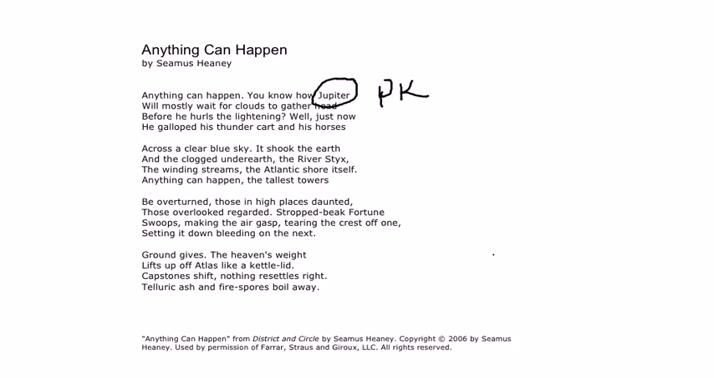"Well, just now he galloped his thunder cart and his horses across a clear blue sky." And that's a really powerful sentence. I'm going to underline it because it gives me a visual. I actually see two things. I see Jupiter throwing down thunderbolts, but I also visualize just a very beautiful, cloudless, sunny day, and then a sudden thunderstorm that rolls in and interrupts that beautiful day.